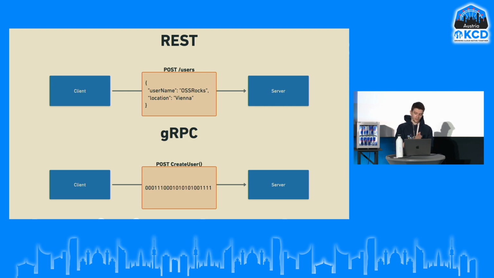So you're just sending over a sequence of zeros and ones, but now you obviously need to understand what those zeros and ones mean. So the client and the server both need to have an understanding. Does this zero mean that it is the name? Is it the username? Is it the location? Or does it start somewhere else? How exactly does this work?